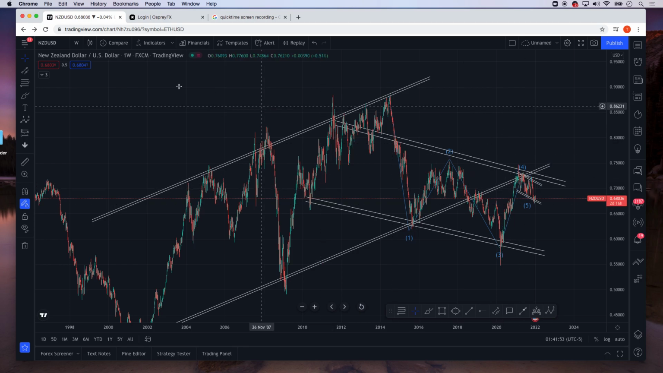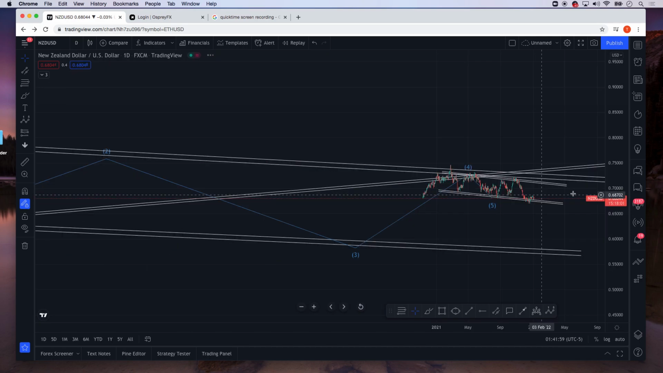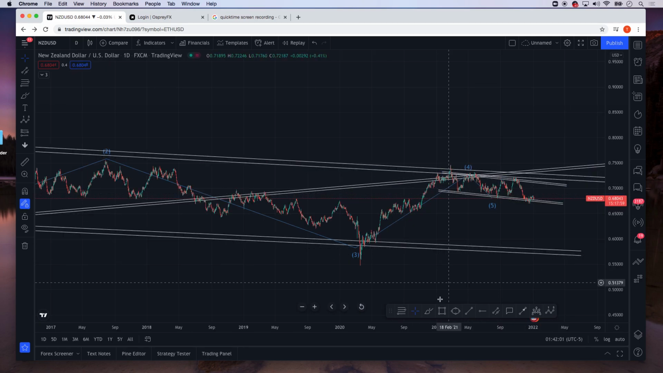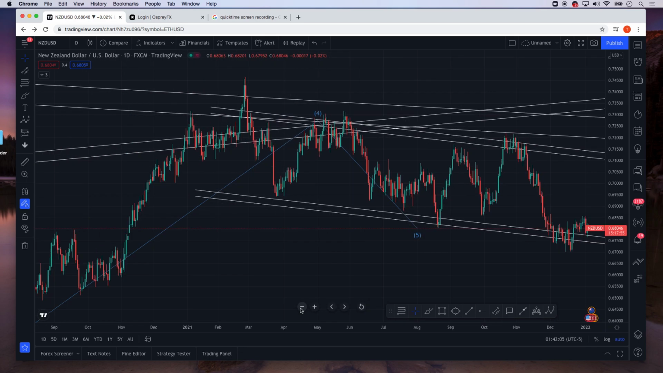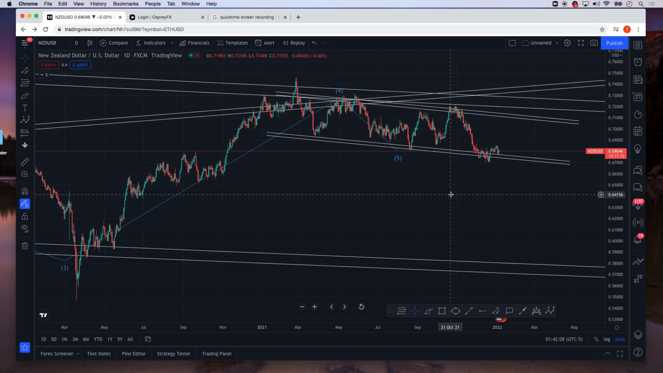Okay, so now I have that from the monthly. I have that from the weekly. Now let's go check out the daily and see what we can see. On the daily, like I said, I want to stay close to price, because this is where I would be taking my trade from.